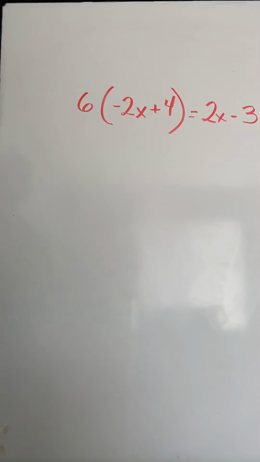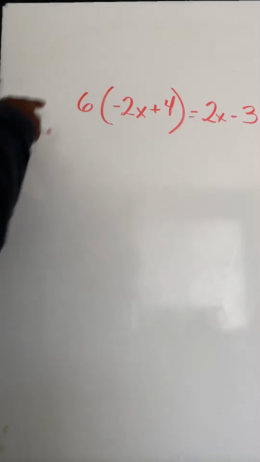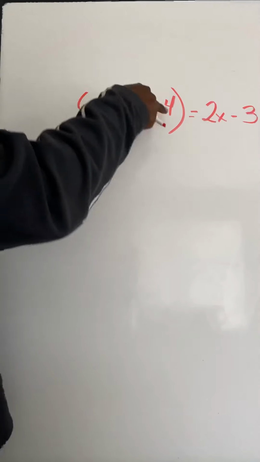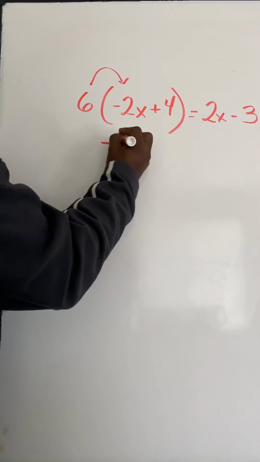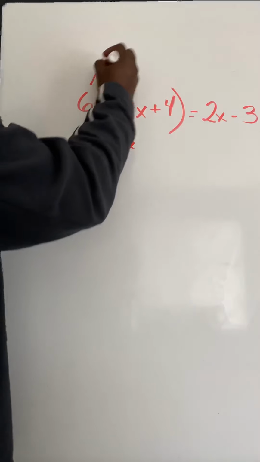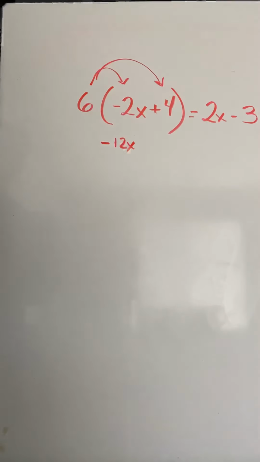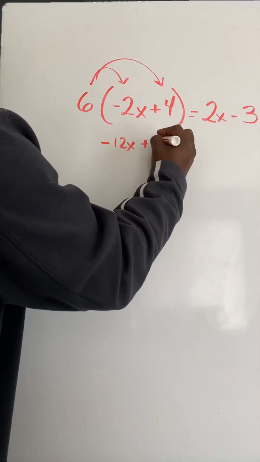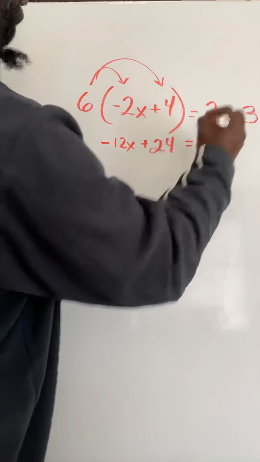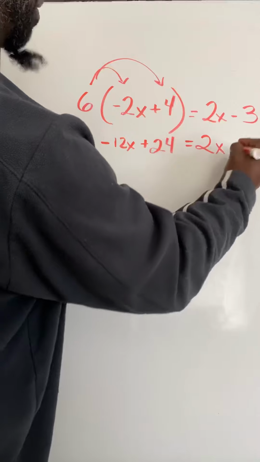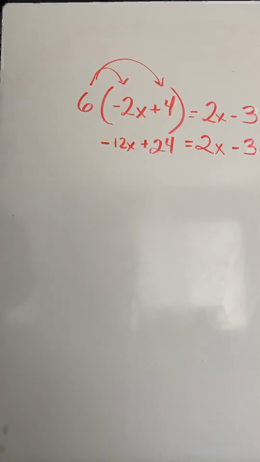Again, when we see parentheses, we know that this is the distributor and he's distributing multiplication to each term inside of the parentheses. So 6 times a negative 2x would give you a negative 12x. 6 times a positive 4 would give you a positive 24. Shout out to Kobe Bryant. 2x minus 3. So don't forget about how the distributive property works, okay?